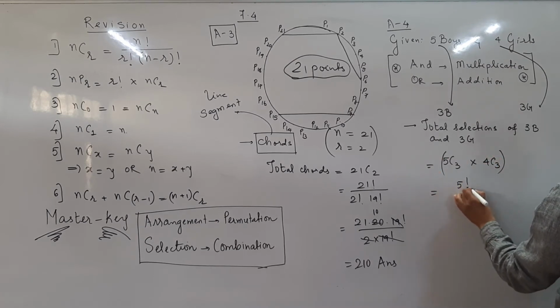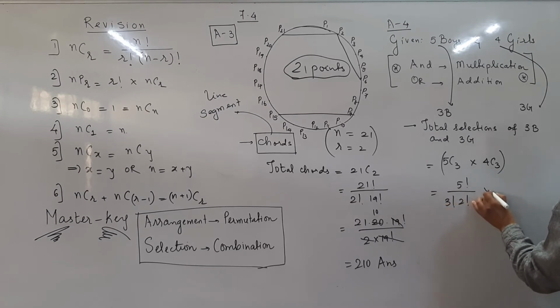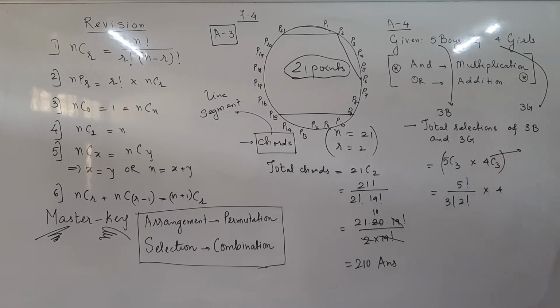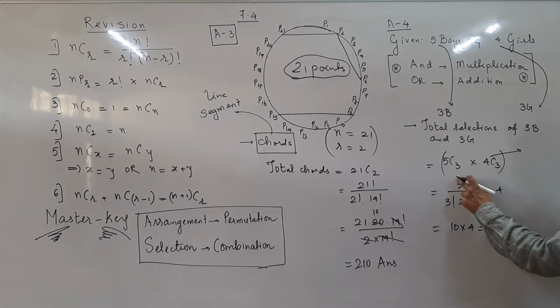So this will be 5 factorial upon 3 factorial into 2 factorial, and this is 4C3. There is a shortcut for this. If your r is n minus 1, the answer is n. 5C4 will be 5. 10C9 will be 10. 25C24 will be 25. So if your r is n minus 1, the answer is n. This is 10 into 4, so the answer is 40.